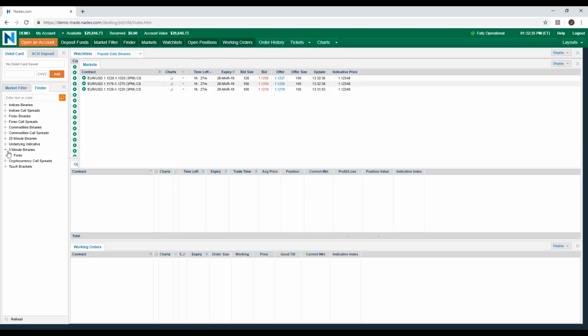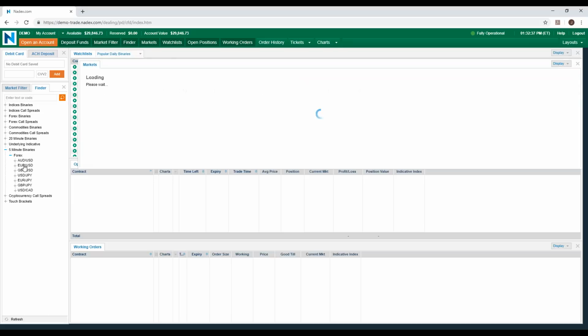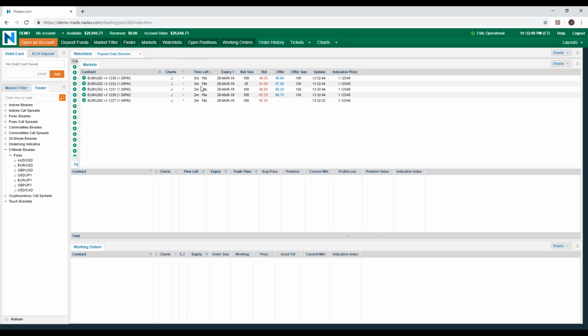Well, first of all, what do I have right now? I've got 5-minute binaries, okay? They're going to expire in 2 minutes and 20 seconds. In 2 minutes and 21 seconds, I'm going to have a whole fresh set of different binaries that expire 5 minutes later. So I've got these 5 strike prices here. In 7 minutes, I'm going to have another whole set of strike prices.